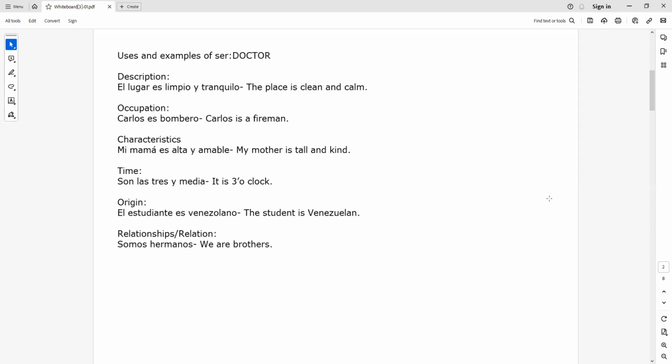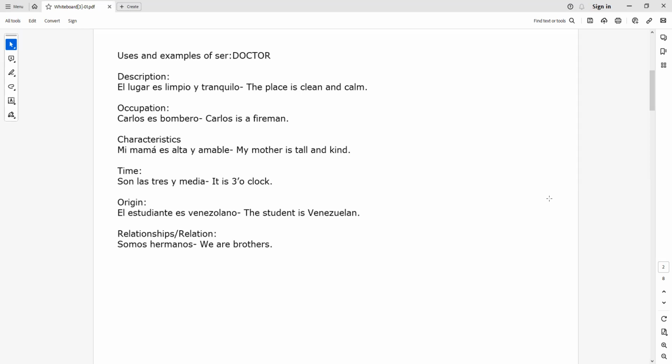So, uses and examples of the verb ser. It's very important to learn this acronym as it helps you to apply your knowledge when it comes to selecting ser or estar. DOCTOR stands for description, occupation, characteristics, time, origin, and relation or relationships. Let's explore the examples.